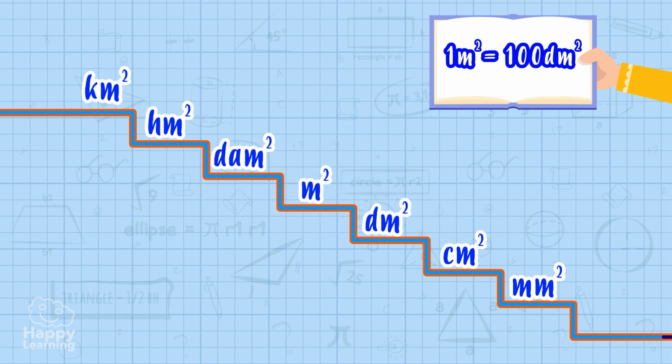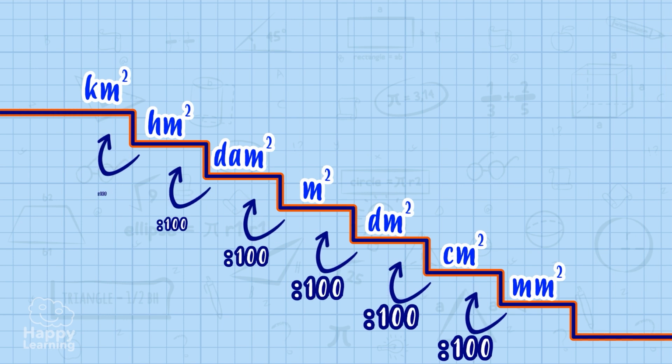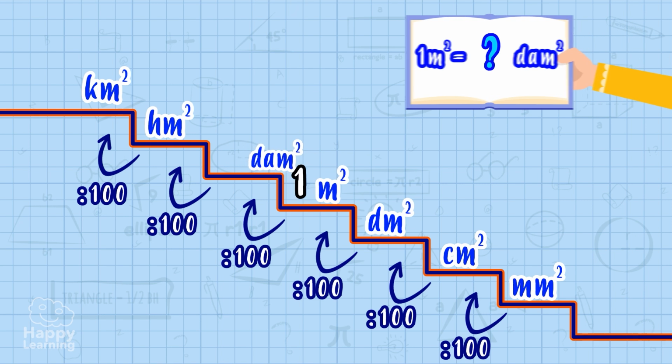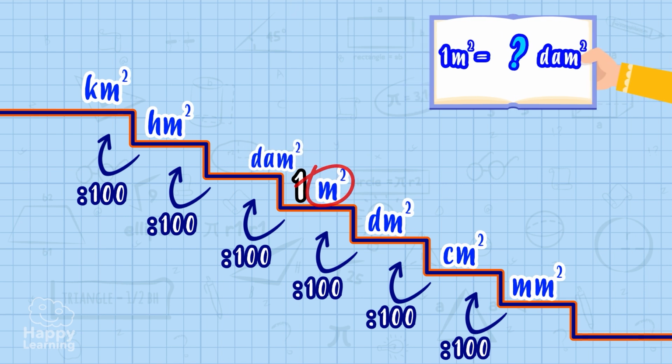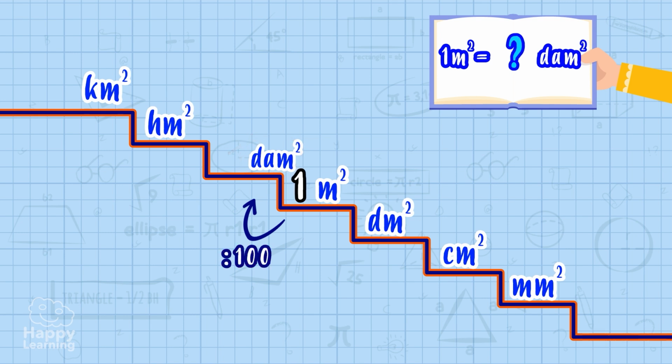And each time we go up a step, we divide by 100. In other words, we add 2 zeros to the left. For example, if we want to change from 1 square decimeter to 1 square meter, we divide by 100 once, because we go up 1 step. Great!